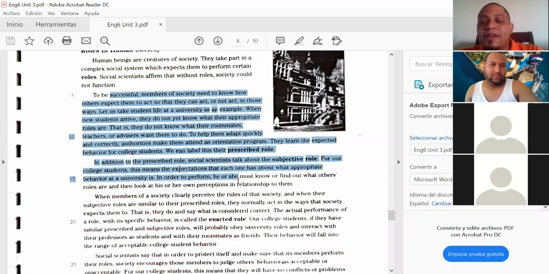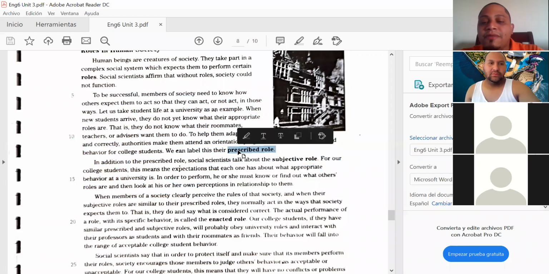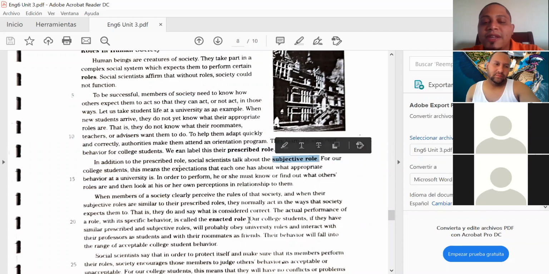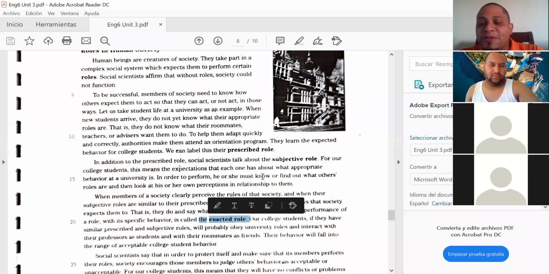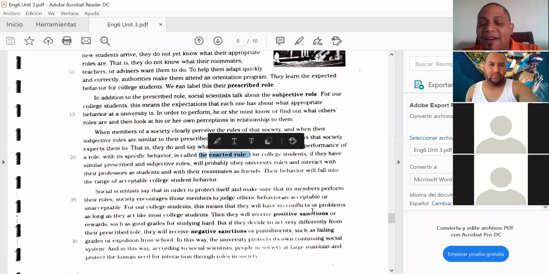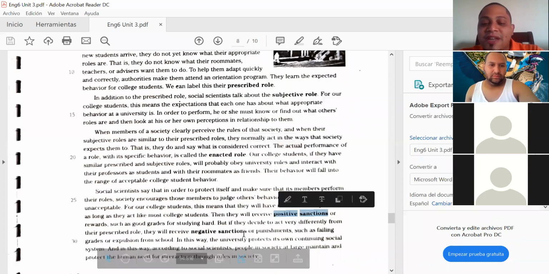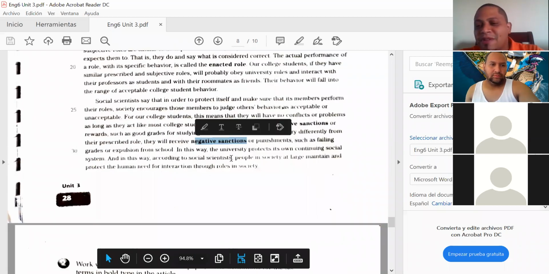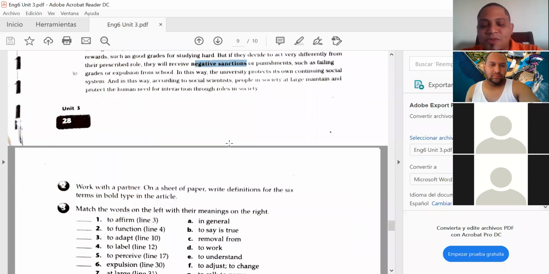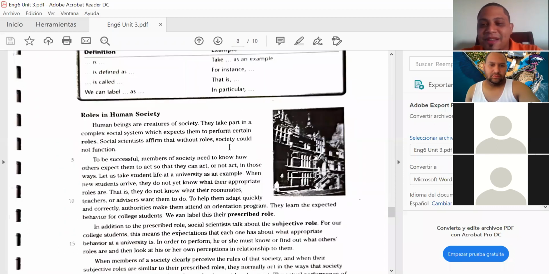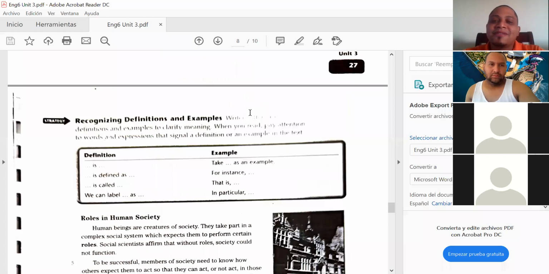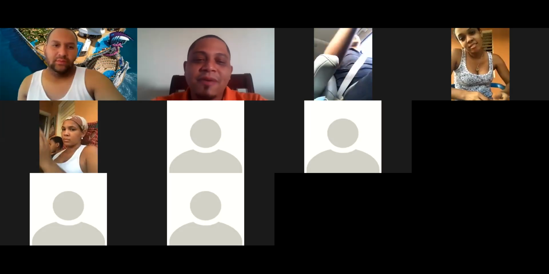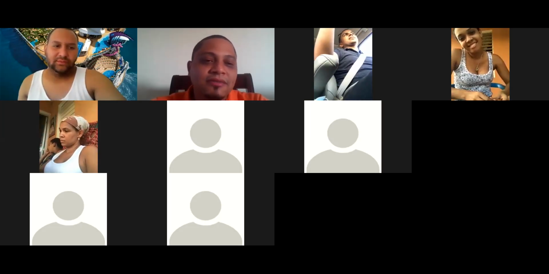Then you will have to read this explanation and answer what is a prescribed role, what is a subjective role, what is an enacted role. You see, it's even in bold to make it easier for you. And what are positive sanctions, what are negative sanctions, and blah, blah, blah. That blah, blah, blah doesn't come from English, I guess it's from Spanish or another language. And that's it, guys. Finito. If you have a pregunta now, you can ask.